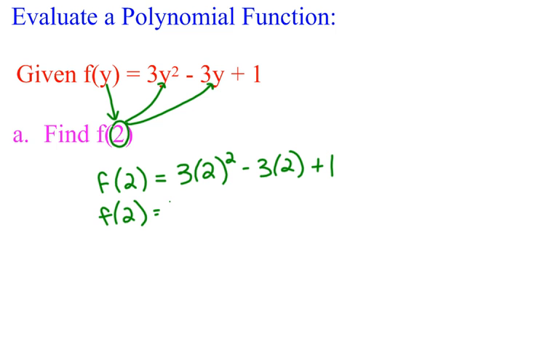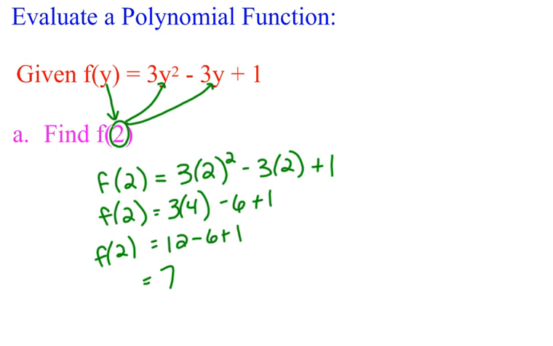I'm going to simplify this using my order of operations, so I did exponents first. And as I keep going, I'd have 12 minus 6 plus 1. 12 minus 6 is 6, 6 plus 1 is 7. So I find that f of 2 equals 7.